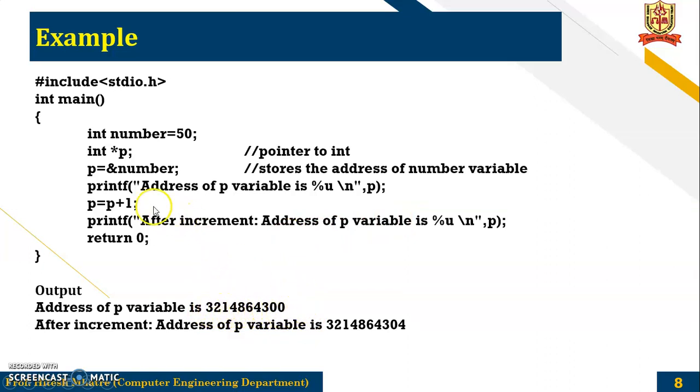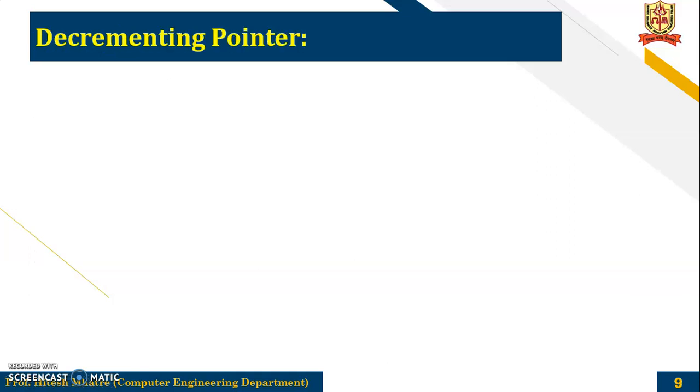3214864300. Since it is an integer and I am using a 32-bit system, it will increase by 4. Here I am increasing my pointer by just 1, but going by that formula, the size of integer is 4. So here you can see the 4 is added. So I incremented by 4, so the address will be incremented. My next address will be 3214864304. So this is how the increment is done.